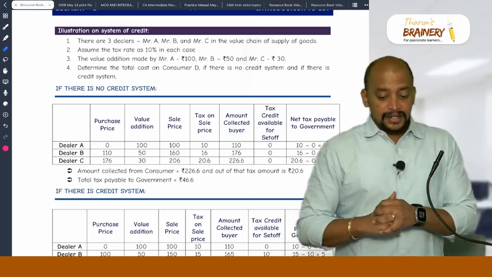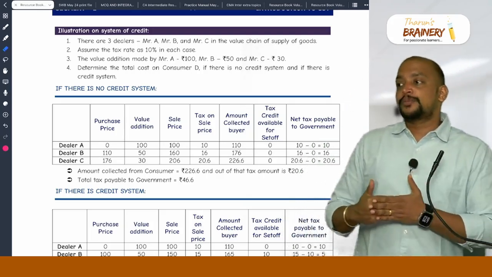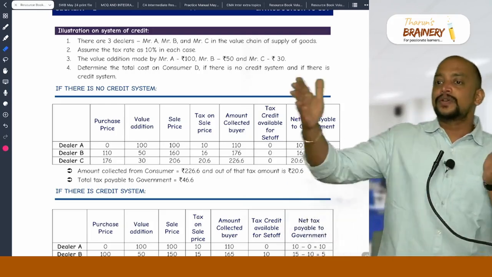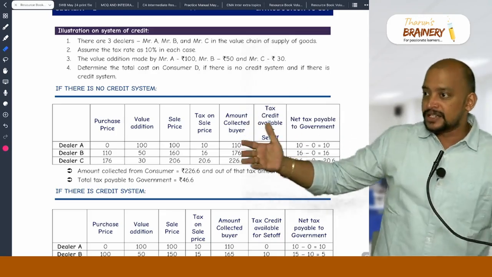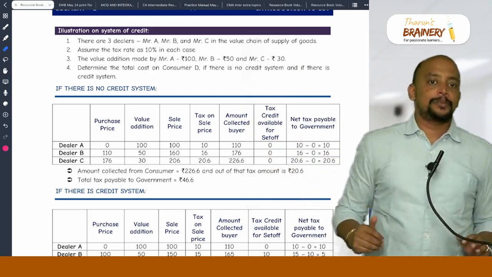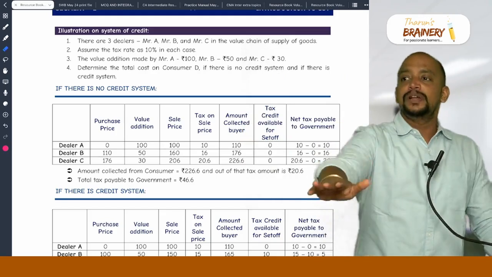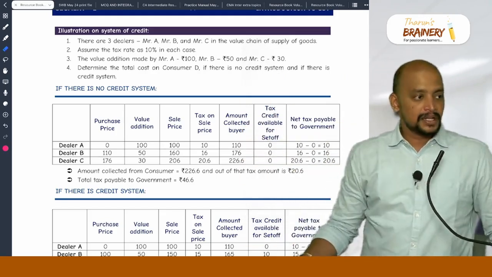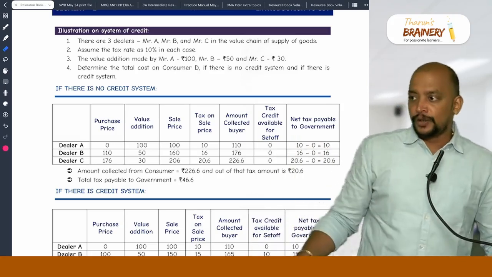So every person will not be willing to pay that much amount as tax. See, without tax, it is 180. With tax, it is 226.6. It's a huge difference. So now you are a consumer, you go to a shop and the shopkeeper is telling, boss, with bill 226.6, without bill 180. What do you prefer? 180, definitely without bill only, correct?